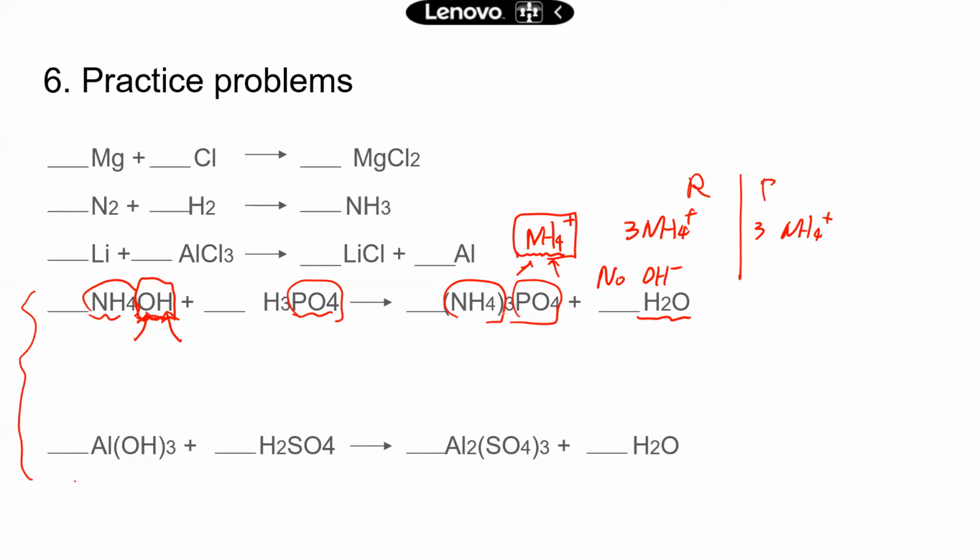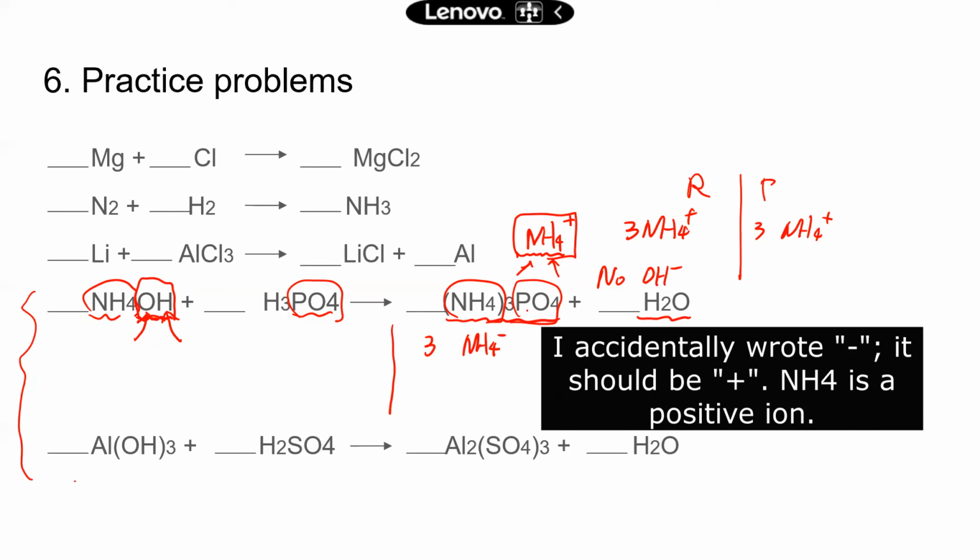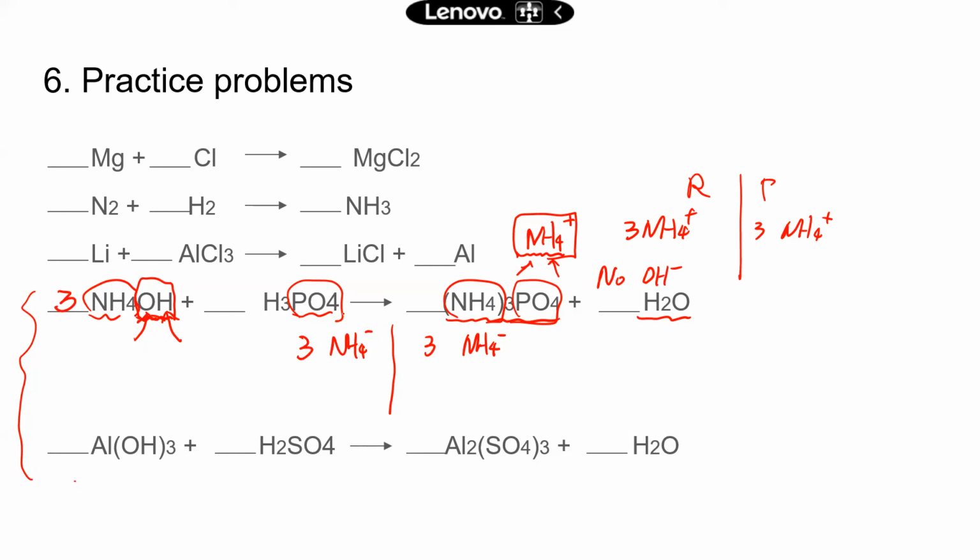Okay. All right, so it looks like this one has the highest number. So we have 3 NH4 on the product side. So we need 3 on the reactant side, right? So we can achieve that by providing a coefficient of 3. Okay, so now the ammonium ion is balanced. So what do we do next?